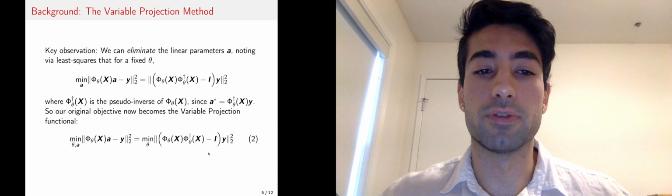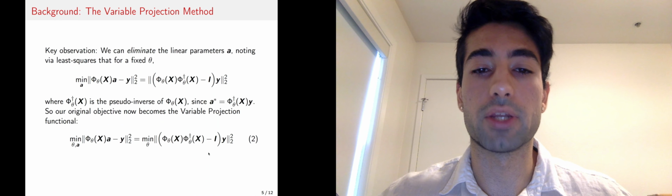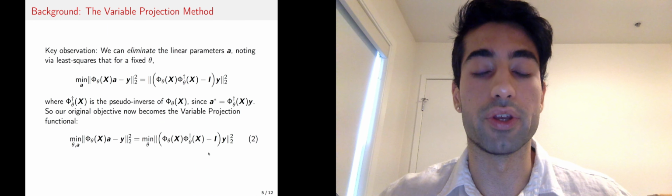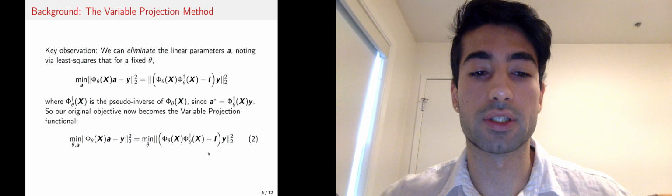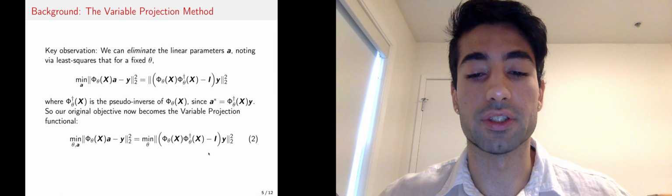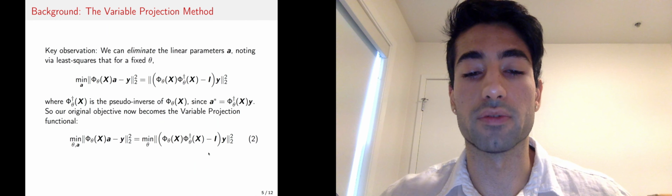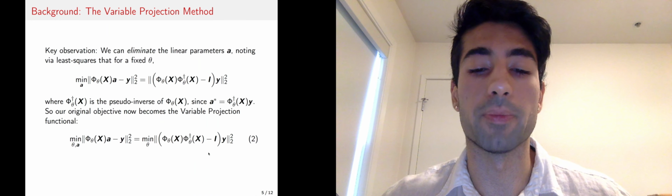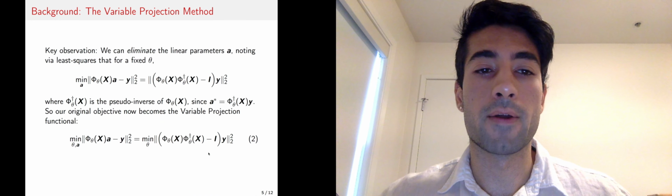One key observation we make is that we can actually eliminate those linear parameters A in closed form using the linear least squares solution when all the other weights theta are fixed. This allows us to form a new objective called the variable projection functional, as given in equation 2, which we can optimize over theta directly.